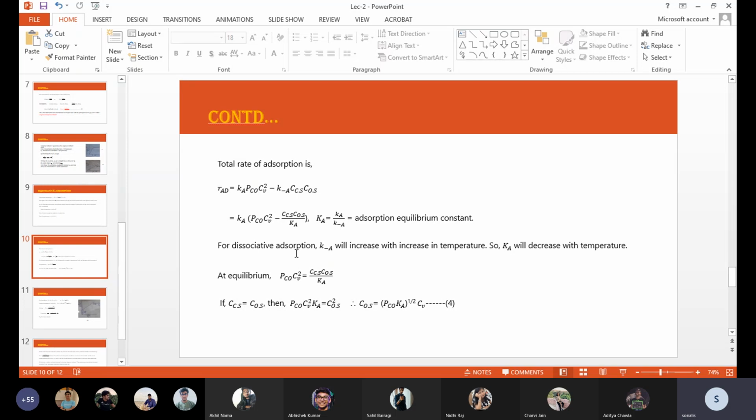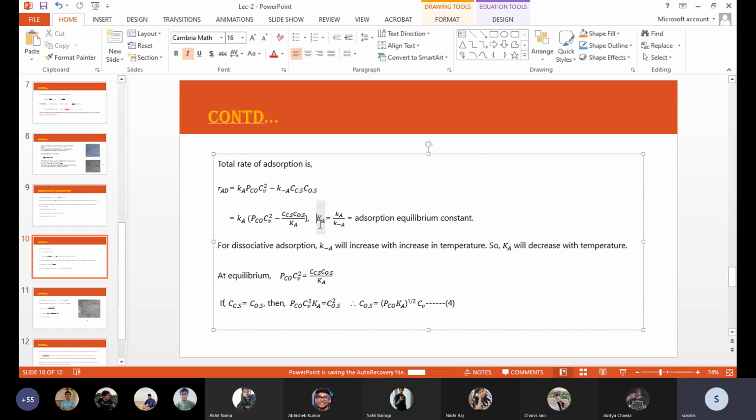For dissociative adsorption, K of minus A will increase with increase in temperature. So capital Ka will decrease with temperature. Ka increases with increase in temperature, so capital Ka will behave just the opposite, and decrease with increase in temperature. At equilibrium, this one is equal to this one. So PCO Cv square is equal to CCS COS by capital Ka.